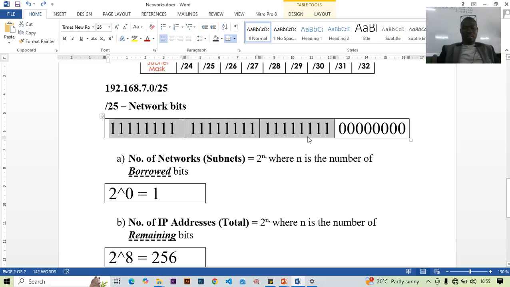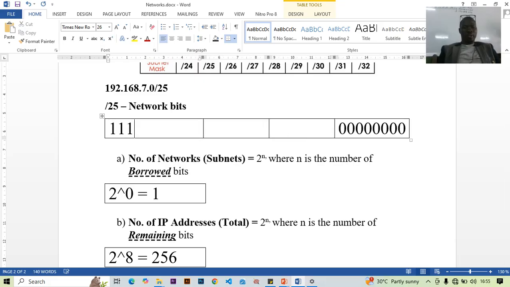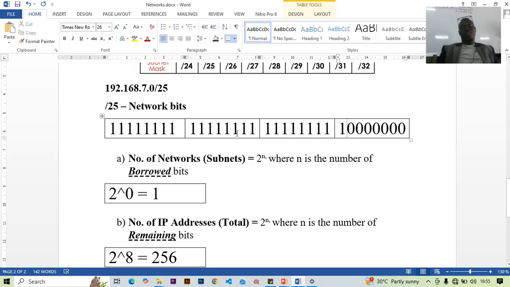We have 1, 2, 3, 4, 5, 6, 7, 8 for the first octet. Then you have 1, 2, 3, 4, 5, 6, 7, 8 for the second octet. Then you have 1, 2, 3, 4, 5, 6, 7, 8 for the third octet. When you add up these 3 octets, we already have 24 network bits. But we are told we are having 25 network bits. So where shall we get the other 1 bit to get the 25 network bits? It means we're going to borrow it from this side. So instead of having all zeros, this one is going to change into 1. So now we have 25 network bits.